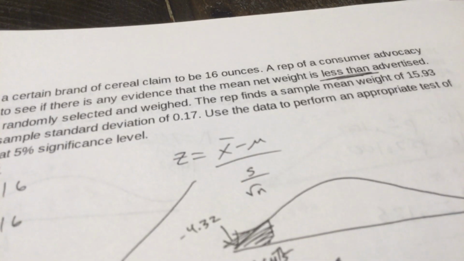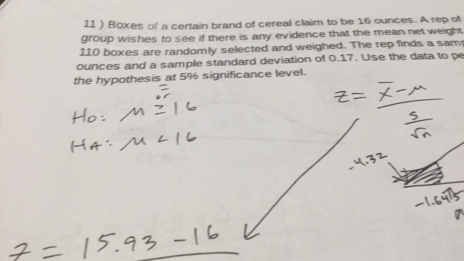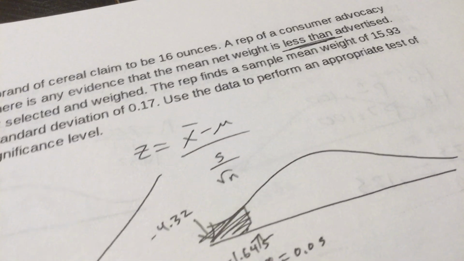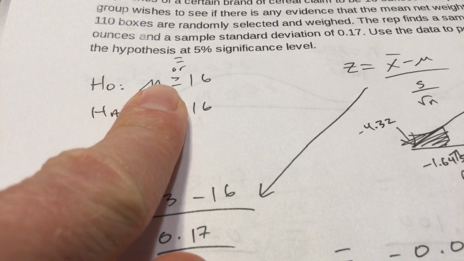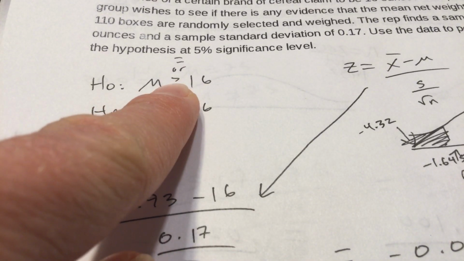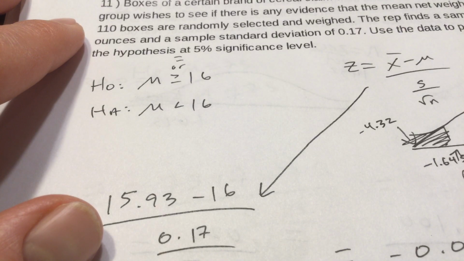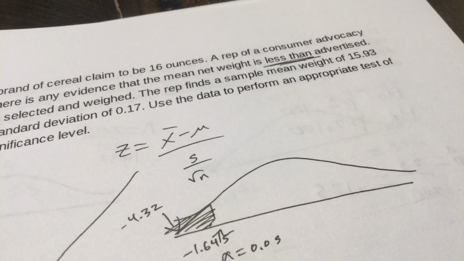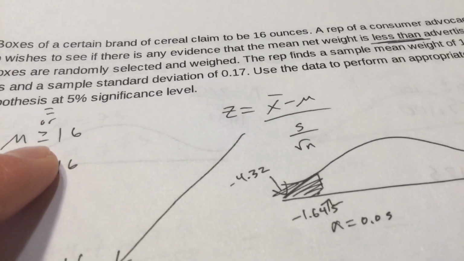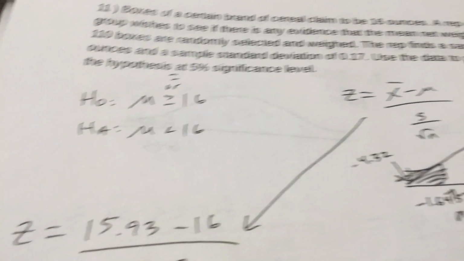Boxes of a certain brand of cereal claim to be 16 ounces, but a rep for a consumer advocacy group wishes to see if there's evidence that the mean net weight is less than that. That's what we're going to use: less than. The mean is less than 16. So for the null hypothesis, you could say greater than or equal to 16. That's fine. That is the opposite of that. Or a lot of places always use equal because you're just going to say that, statistically speaking, there's no difference from 16. Either way, but you can use greater than or equal to if you want. You sample 110 boxes, you weigh them, and you find a sample mean that is less than 16. That's the standard deviation. Is it, statistically speaking, that far under 16 for them to be lying?